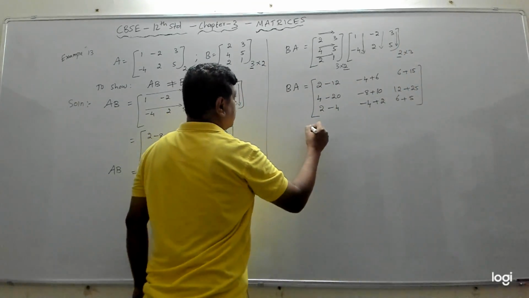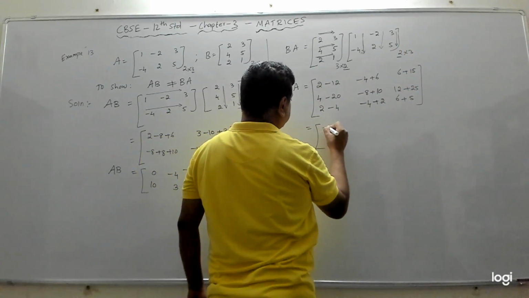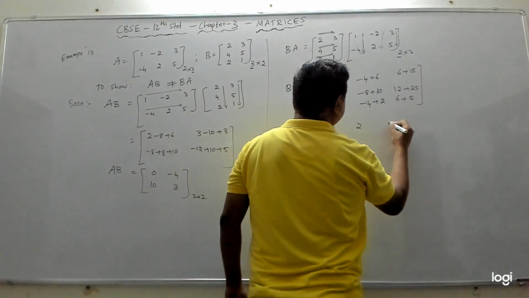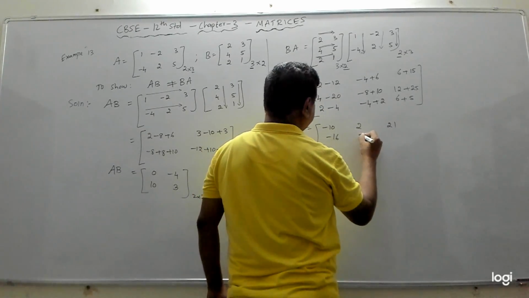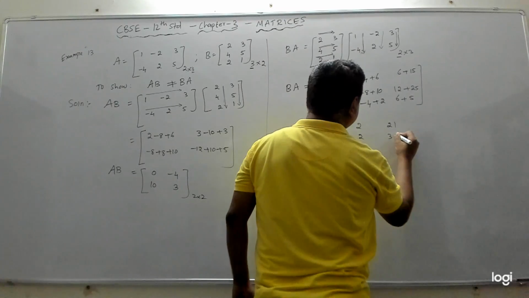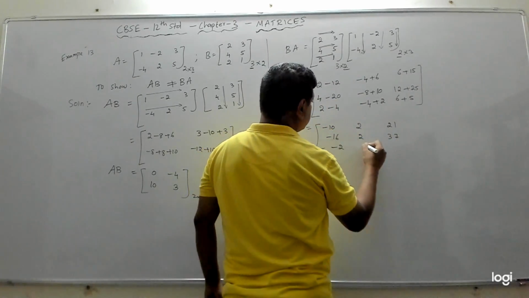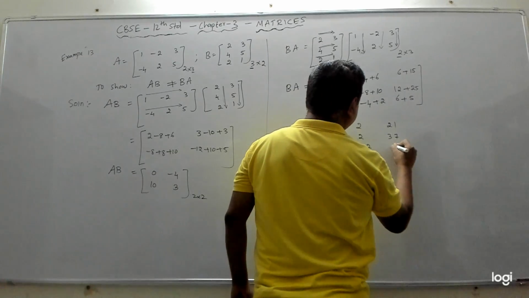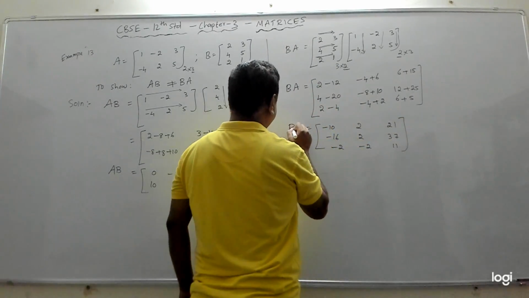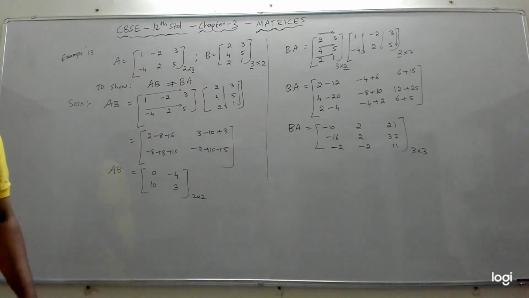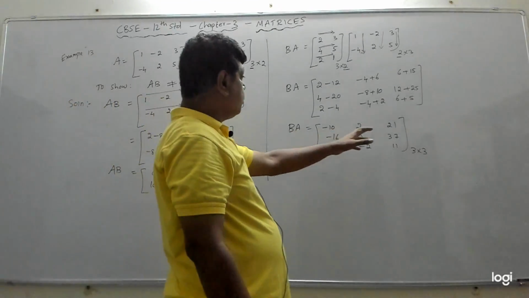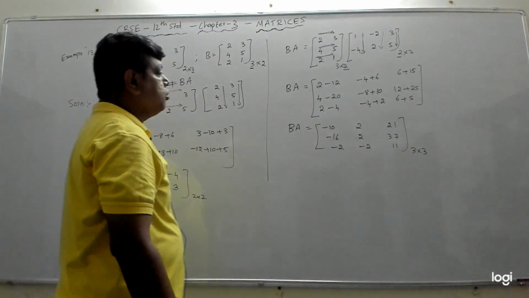We got this. Now, what is the final answer? 2 minus 12 is minus 10. This is 2. This is 21. This is minus 16. 2. Then 37. And here it is minus 2, minus 2. And then 6, 5 is 11, which is your BA matrix. And order of this is obviously 3 cross 3. Clear? So, what is your BA? BA is minus 10, 2, 21, minus 16, 2, 37, minus 2, minus 2, 11.